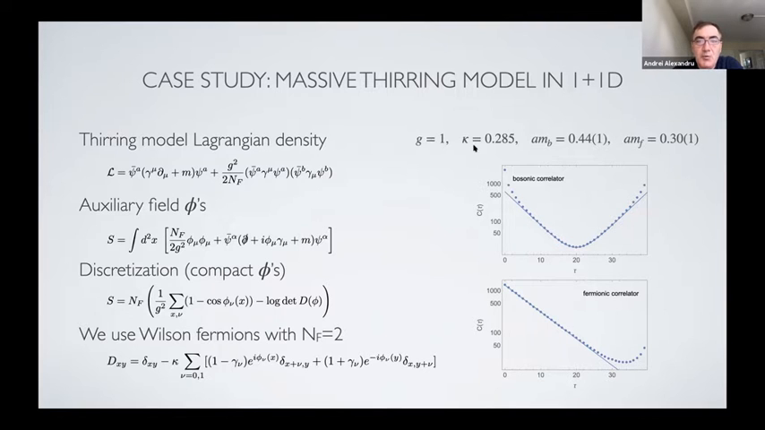The important thing in this theory is that you're going to have fermions, and then you're going to have bound states of fermions that are bosonic. So you can actually measure the bosonic bound states and the fermionic states by looking at correlators. You fit this correlator and you find that for this choice of parameters, the bosonic energy is, in lattice units, 0.44, and the fermion mass is 0.3.